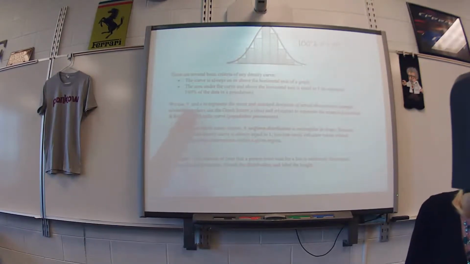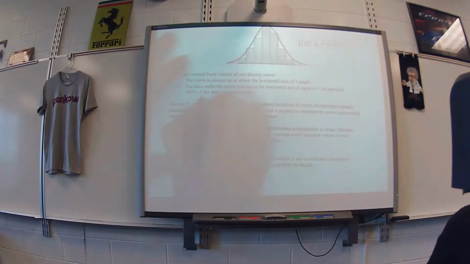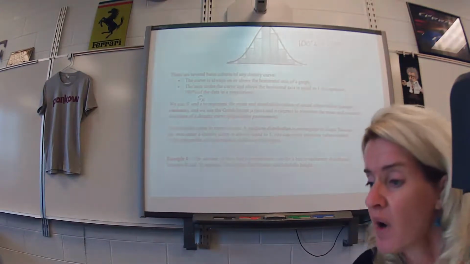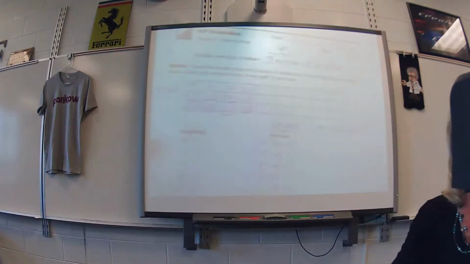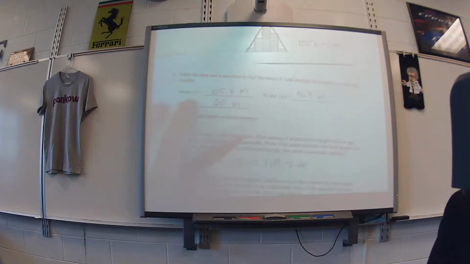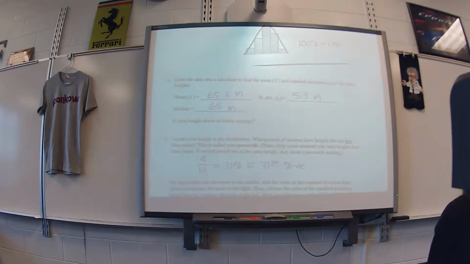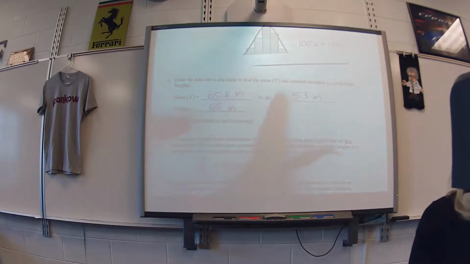We use x bar and s, which is the same as sx, by the way, to represent the mean and standard deviation of actual observations, a sample. So back to our height exercise. We calculated the mean of our sample and the standard deviation of our sample. Would that actually equal the mean and the standard deviation if we knew the heights of every high school student in the US? Probably wouldn't be exactly the same.